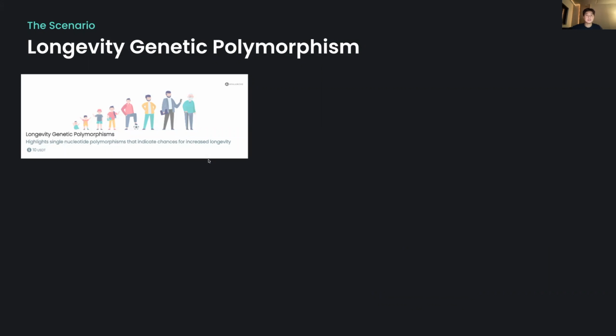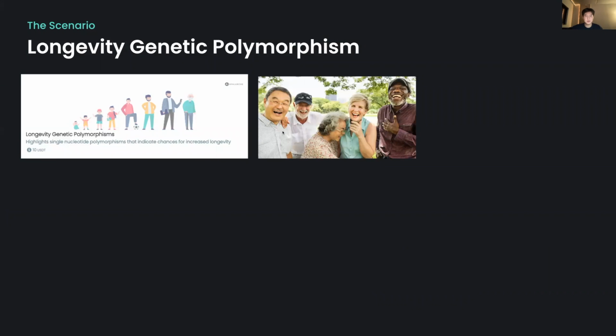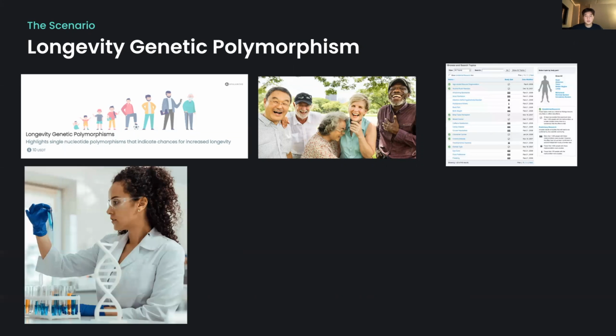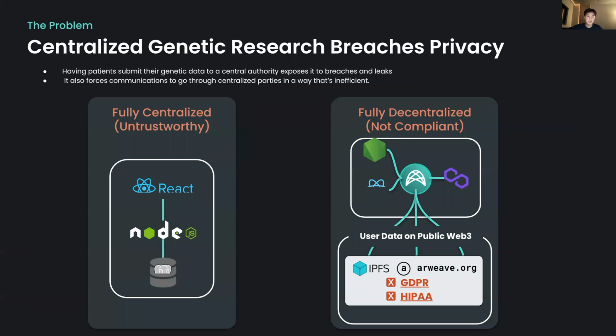In this scenario, let's say you've noticed that all of your grandparents have had really long lifespans, and you wonder if this has anything to do with your genomics. So you take a 23andMe test and get your results back. At the same time, a researcher is also curious about the relationship that your genome has on life expectancy.